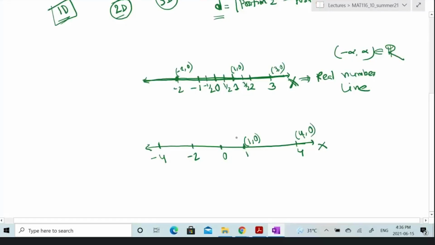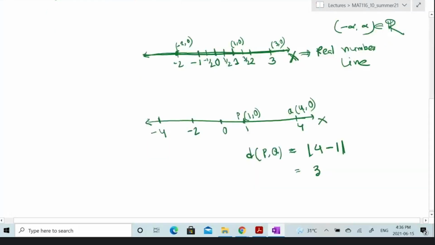Now, if I give it a name, say P, and this one Q, can you tell me what should be the distance between P and Q? Q minus P? 4 minus 1. 3. 4 minus 1, and we need to have the absolute value sign there. So this is going to be 3.